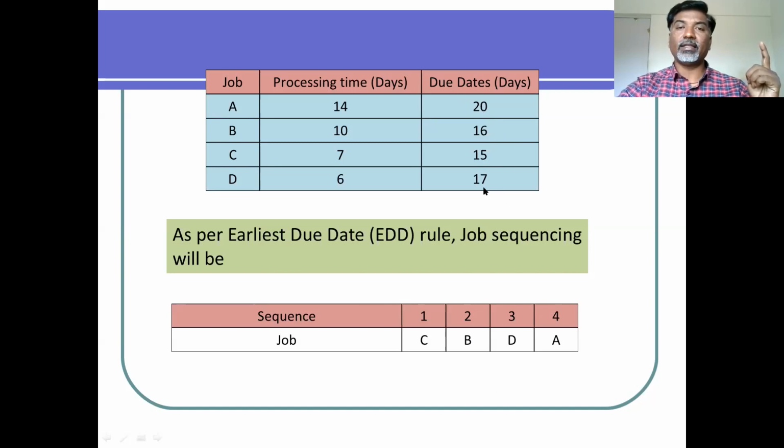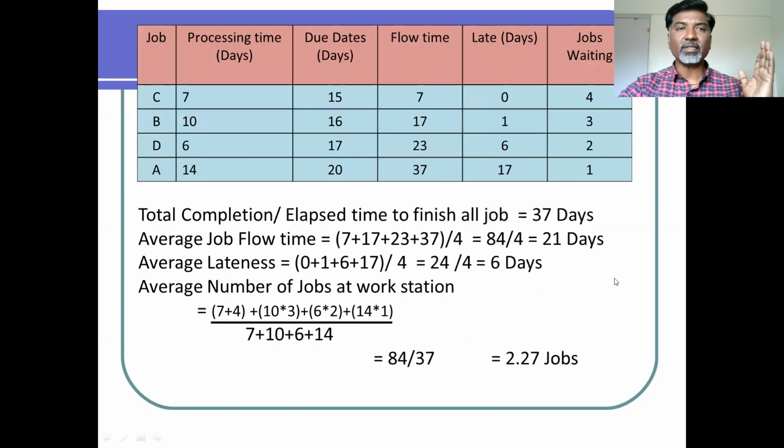So by considering the due dates, we have created the job sequence. From the job sequence, you have to process first job C, then job B, job D and job A. In this fashion, you complete all jobs. Then we have to calculate the flow time, late and waiting times. So we have identified the proper optimum job sequence: first job C, then job B, job D and job A.